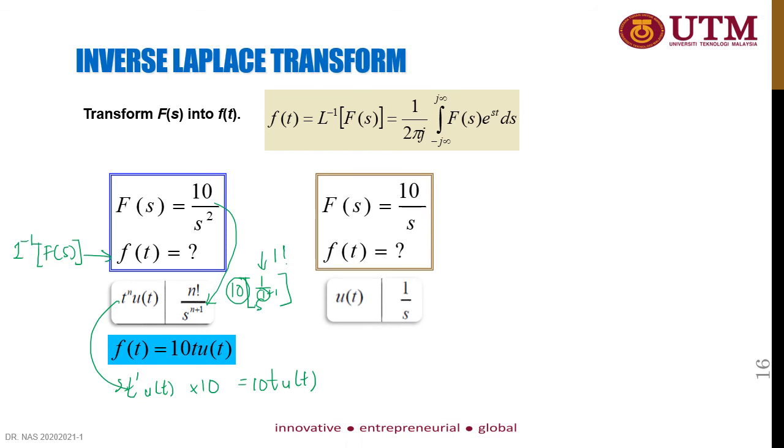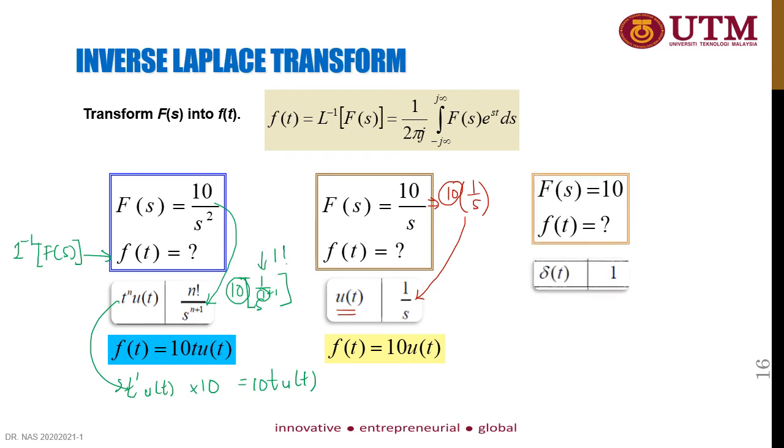Look at the second example. You have F(s) given by 10 over s. So you can modify this a bit. It's equal to 10 times 1 over s. If you refer to the table, 1 over s equal to u(t) in time domain. So now multiply by 10. So your f(t) equal to 10 u(t).